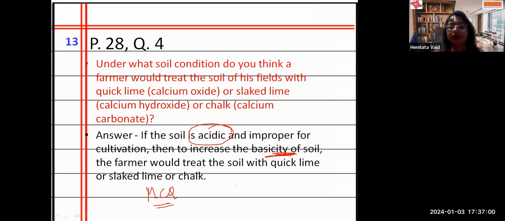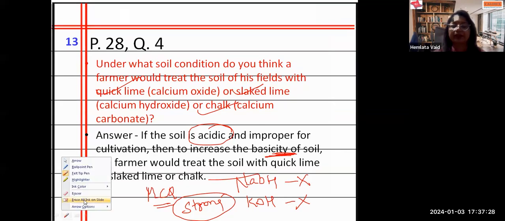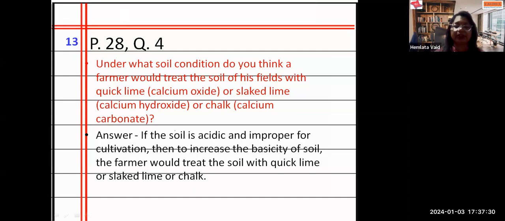So they might give you NaOH, KOH, along with these options, quick lime, slaked lime, or chalk. At that time, please do not select these options because they are strong bases. They are strong bases and very corrosive in nature, so they will degrade the quality of the soil. Though they are bases, they are very strong, so you should not be selecting these answers.